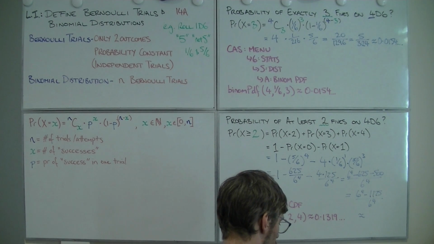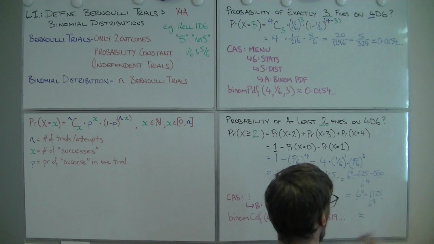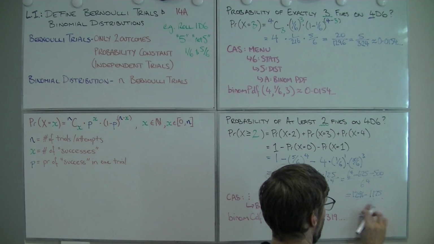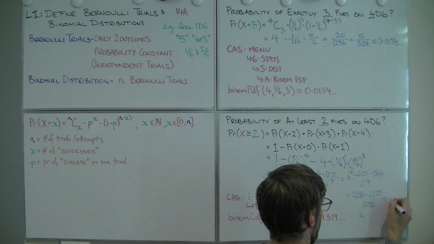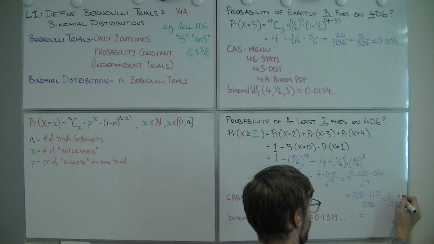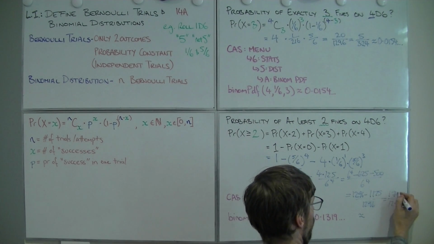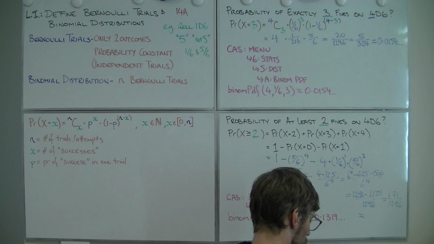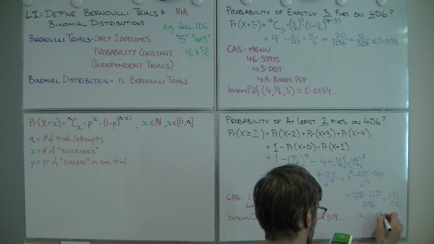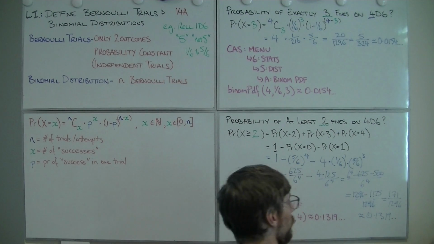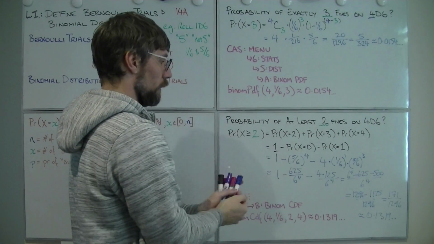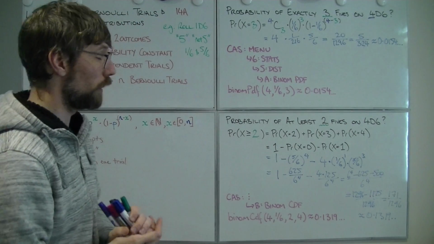6 to the 4 is what? 1296. Oh, actually, let's replace that because that's way more reasonable. 1296. Nice and squeaky today. 171 on 1296. Hopefully I've done that right. Yep. 0.1319, and then there's a bunch of 4s after that. Beautiful. Now, that was a fair bit of work, particularly if these numbers get bigger or if we've got more trials, that could very quickly become cumbersome.